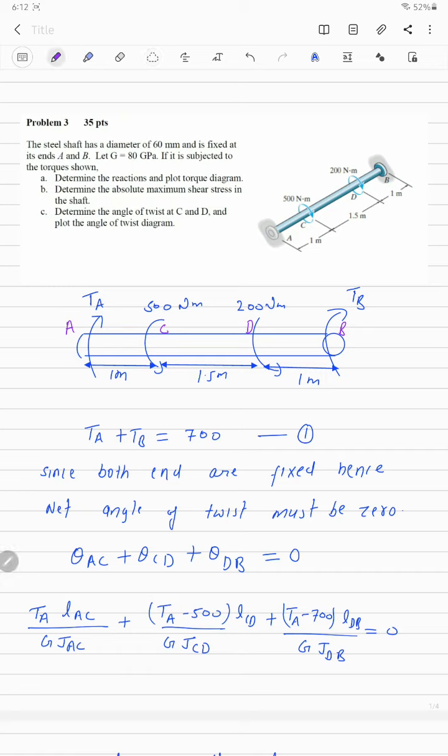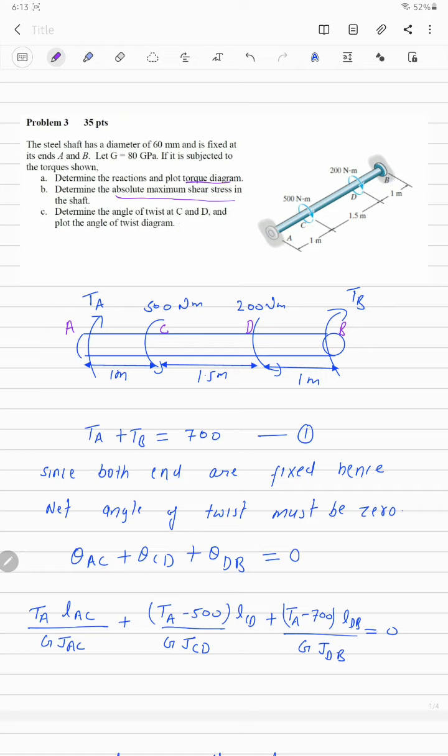The shaft is fixed at both ends and there are torques applied at points C and D. G is given as 80 gigapascal. We have to find the reactions and plot the torque diagram. We will also find the absolute maximum shear stress in the shaft and the angle of twist between C and D.